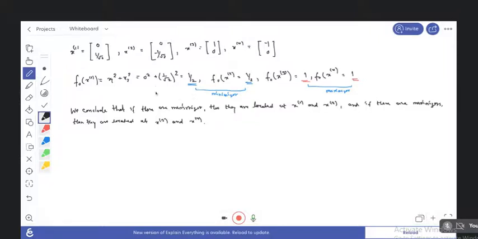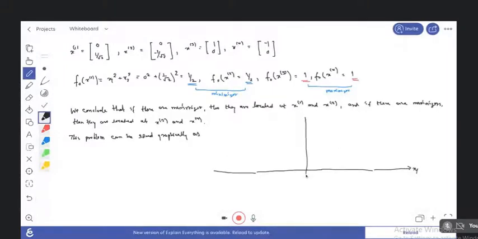And if you try to see, because this is a traditional objective function, you can also visualize this by a graph. Okay, so this problem can be solved graphically. Suppose this is your x1 axis, and suppose this is the x2 axis, and this is the origin.